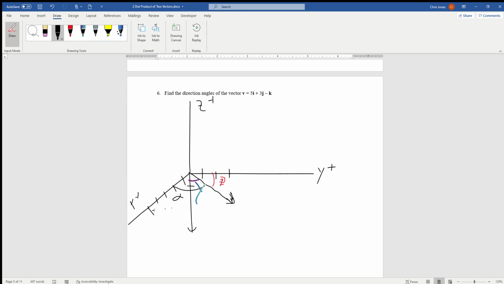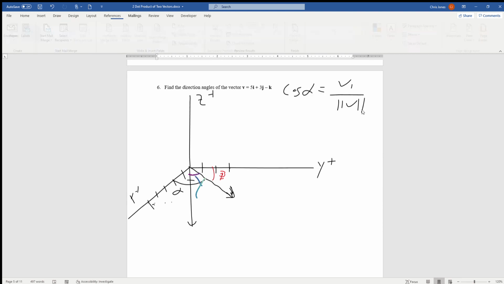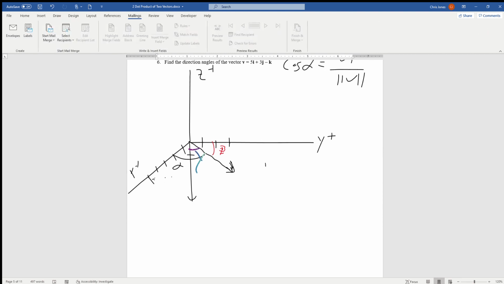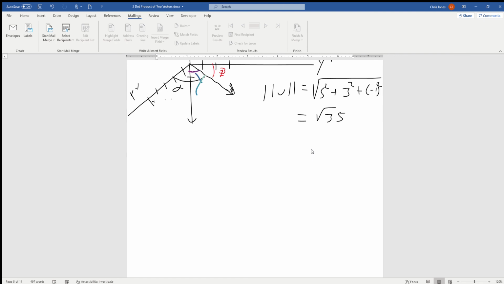And remember, just to find alpha, remember cos of alpha is equal to V1 over magnitude V, and then we can find the others in tandem with that. So let's just go ahead, maybe find the magnitude first. So magnitude of V is going to be equal to the square root of 5 squared plus 3 squared plus negative 1 squared. That should be root 35. Right. And at this point we can very easily find alpha, beta, and gamma.